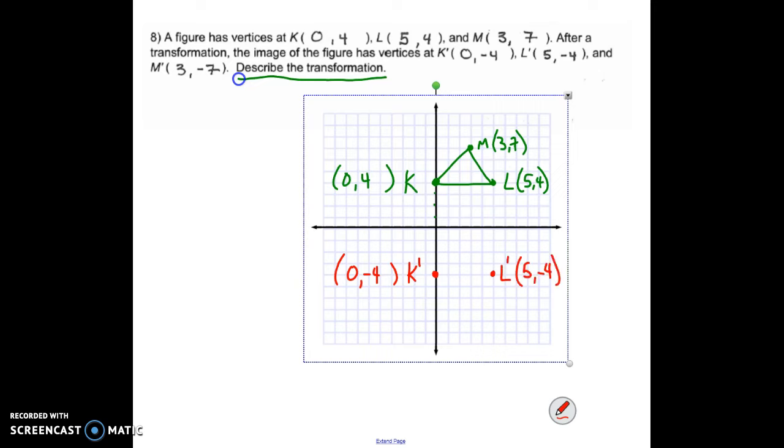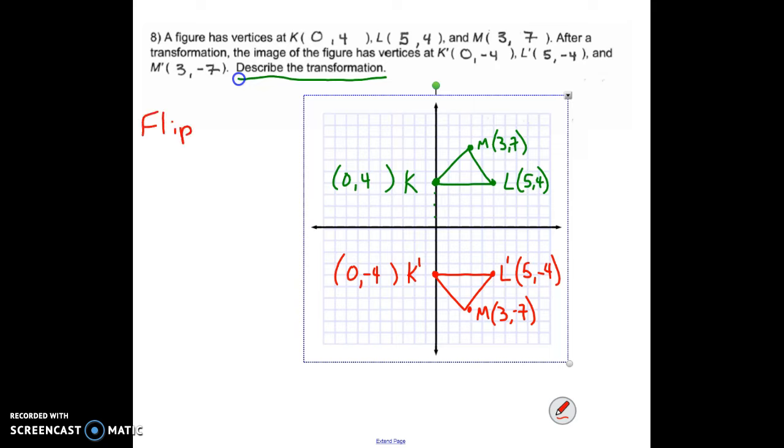And then M prime is 3, negative 7. Well, hey, wait a minute. What did I do to go from here to here? Well, I simply flipped it over.